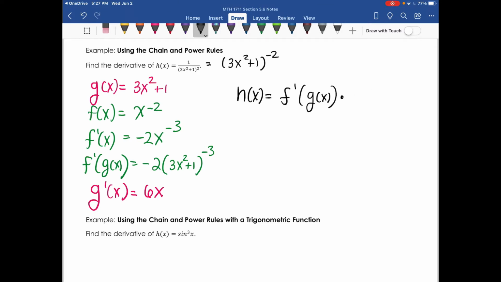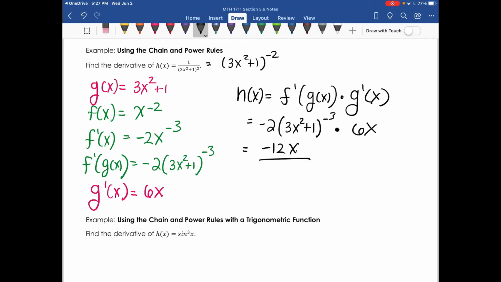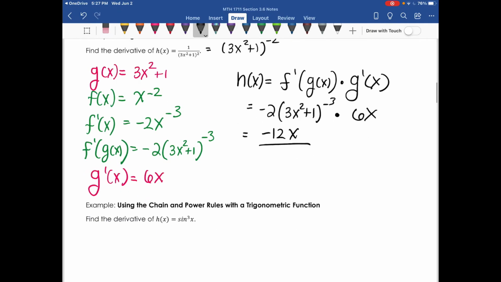So now to find the derivative of h of x, I take the derivative of my outer function evaluated at my inner function times the derivative of my inner function. So when I put all that together, I'm going to get negative 2, 3x squared plus 1 raised to the negative 3, and that's all times 6x. Now, I can clean this up a little bit by multiplying the negative 2 and the 6x. That gives me negative 12x. And because the 3x squared plus 1 is raised to the negative 3 power, I can bring that back downstairs if I want to leave my exponents as positive.